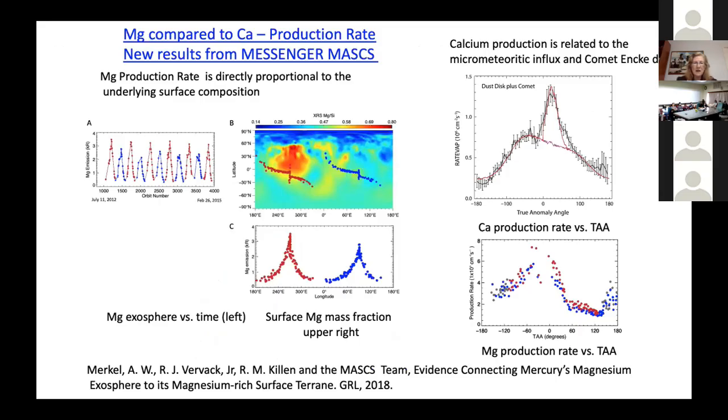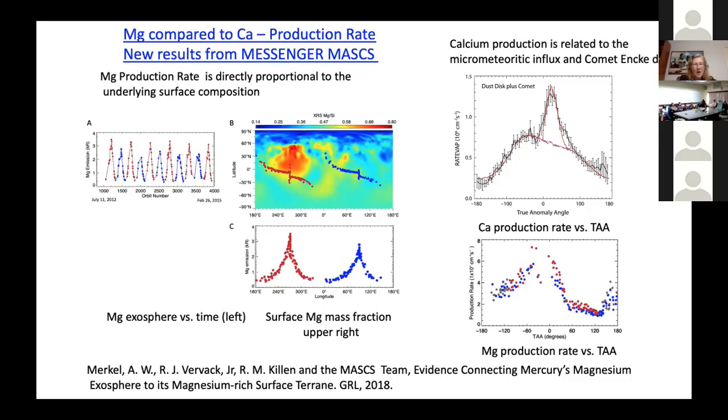So magnesium is interesting in that we showed that the magnesium in the exosphere is very much correlated with the magnesium on the surface. The magnesium is very much non-uniform. As you see in the central panel, the red is an enhanced region of magnesium. And because Mercury is in a 3-2 spin-orbit resonance, every other year we're looking at one side of Mercury, and the next year we're looking at the other side.